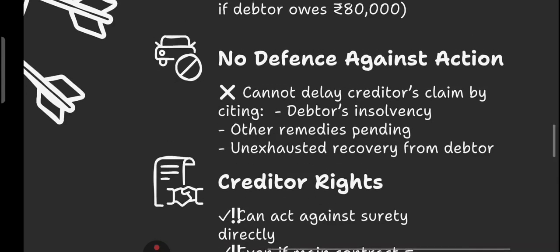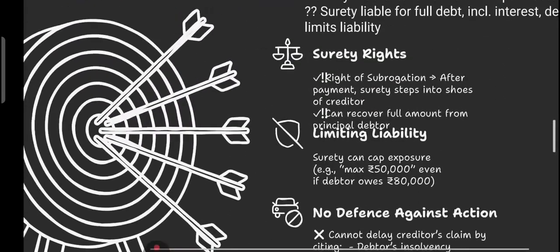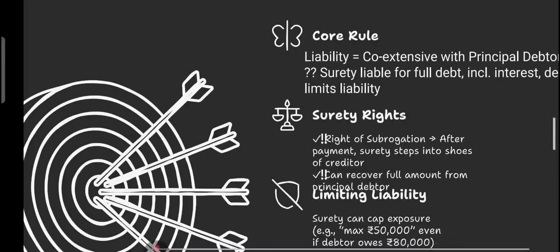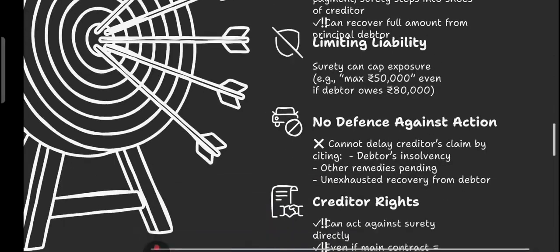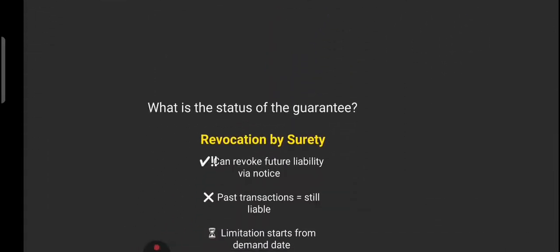That is the point. Means the surety cannot delay or avoid action by the creditor by claiming that the debtor is insolvent, or that remedies are pending, or that the creditor has not tried. Means no defense can delay the creditor's right to act. So this is all about the surety liability structure, right? We have discussed subrogation, the right of subrogation. We have discussed limiting liability and no defense against the action. Now have a look at the status of the guarantee. Very, very important.